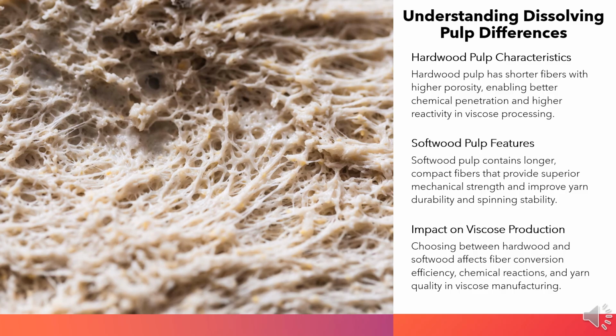On the other hand, softwood pulps contain longer fibers with compact structures that impart superior mechanical strength, contributing to sturdier yarns and improved spinning stability. Their fiber and structural features directly influence DP levels, reactivity behavior, filtration characteristics, and spinning performance. By comparing their physical, chemical, and process-related attributes, this slide sets the foundation for understanding the operational trade-offs involved when selecting hardwood, softwood, or blended pulps for industrial viscose production.